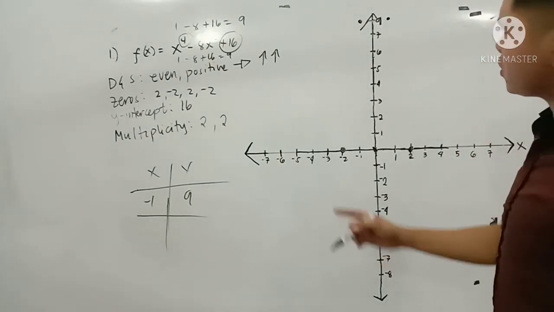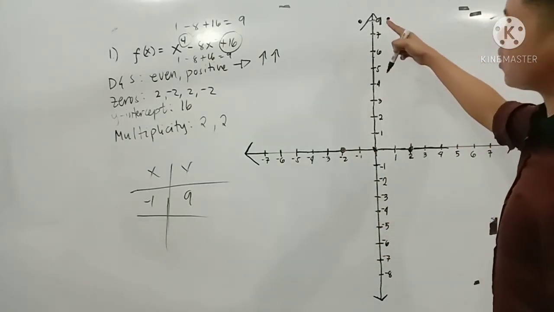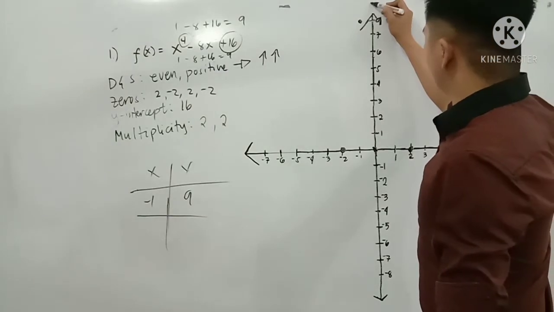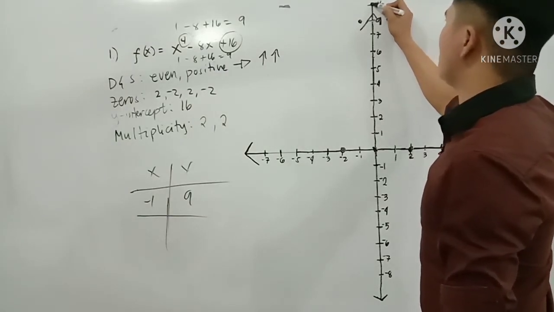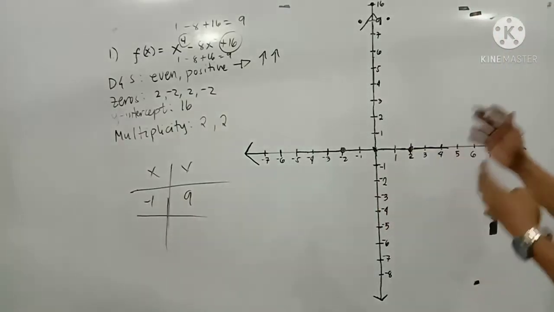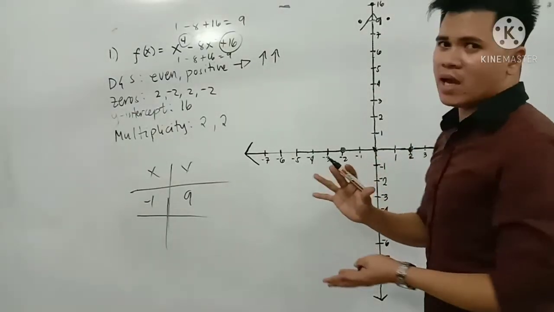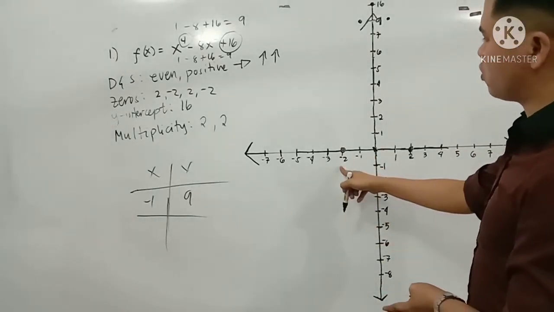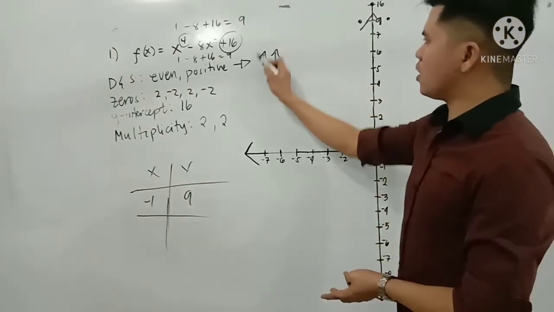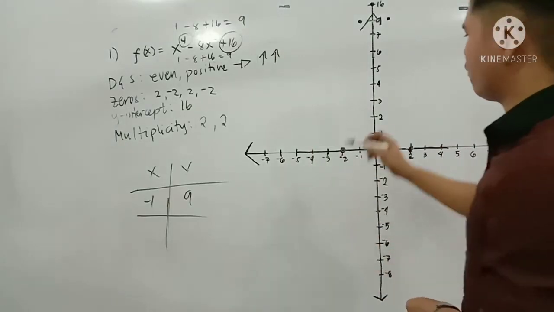Okay? Our y-intercept is at positive 16. So let's try this, our positive 16. Just assume this is at positive 16. We have no space. Now we can sketch the graph. So let's start with negative 2. And we all know this is the end behavior of the graph.